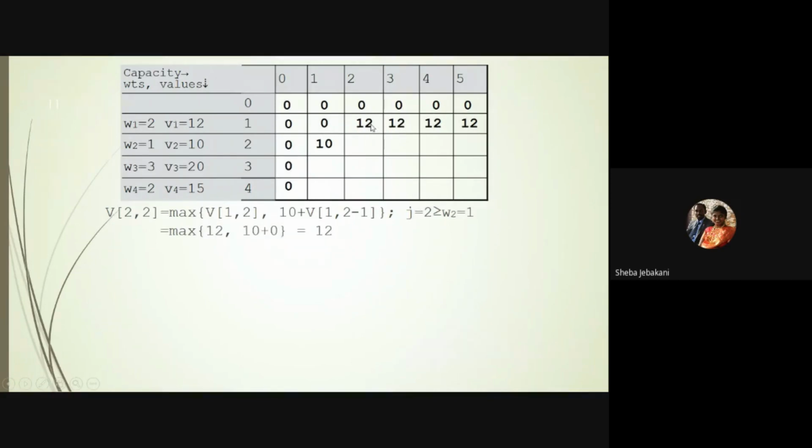If you can see, between the two values, whichever is the maximum, I am choosing and putting that as the optimal solution at that particular I comma jth position. Again, next I have to come over here.